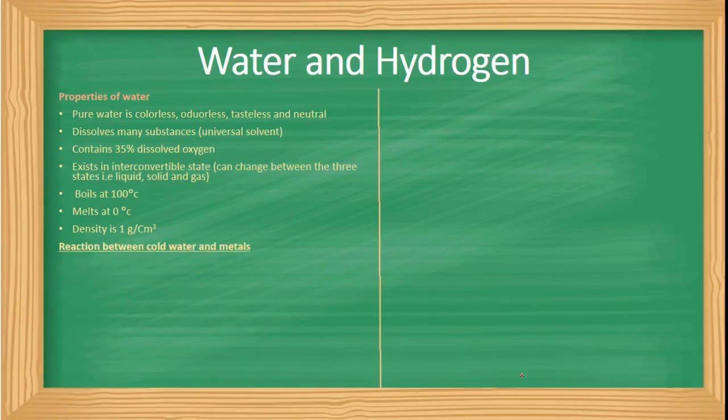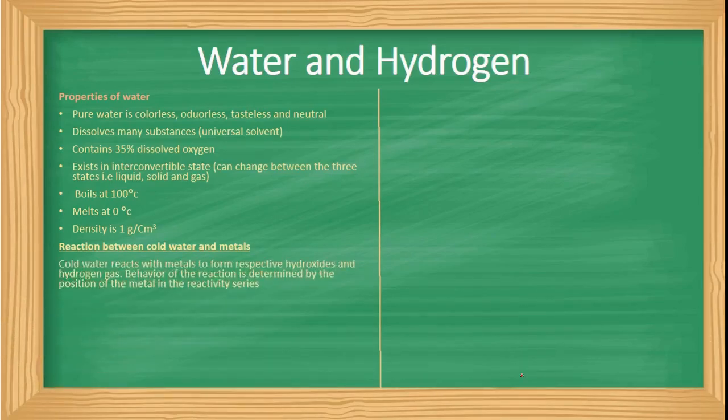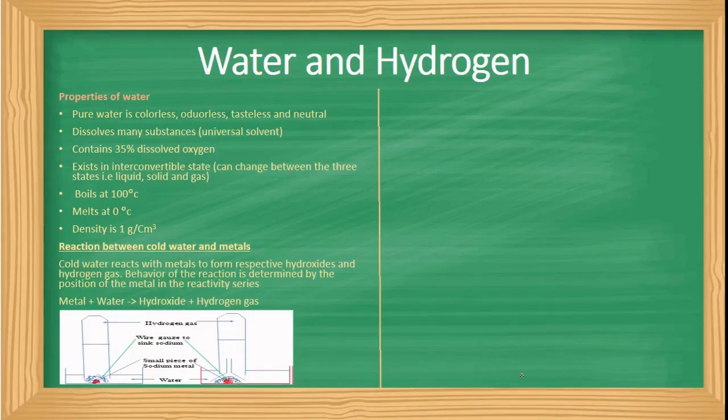We look at the reactions of water, starting with cold water and metals. You notice that whenever cold water reacts with metals, the metal hydroxides are formed plus hydrogen gas. So the behavior and the rate of reaction is determined by the position of the different metals in the reactivity series. So metal plus water, you get a hydroxide plus hydrogen gas. The setups are as illustrated here, where we have a gas jar inverted and then a metal down there in water. Here we are using sodium for illustration.